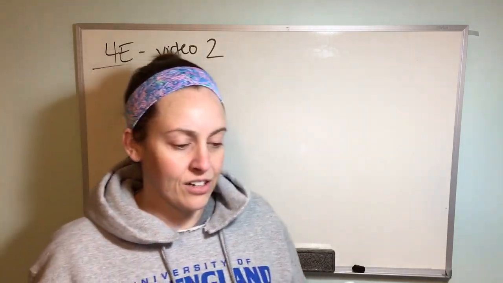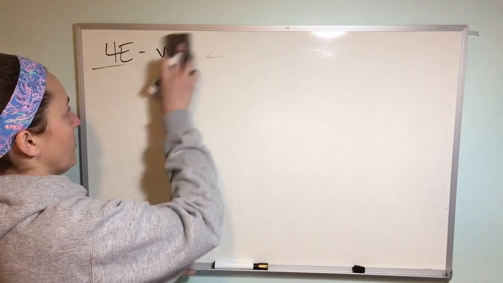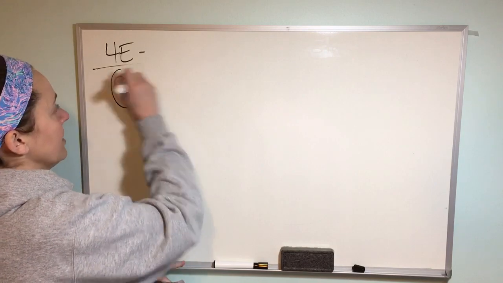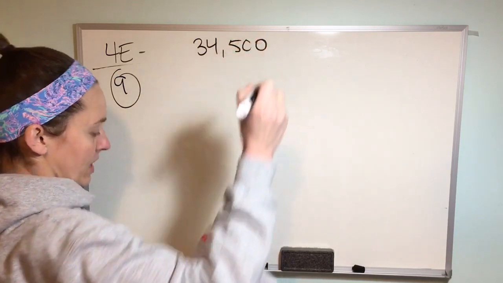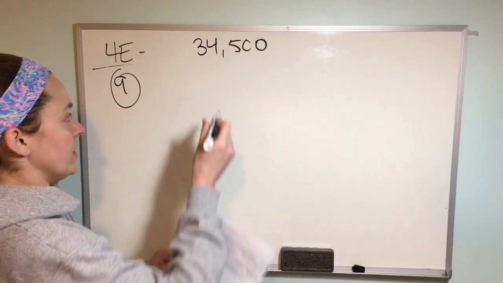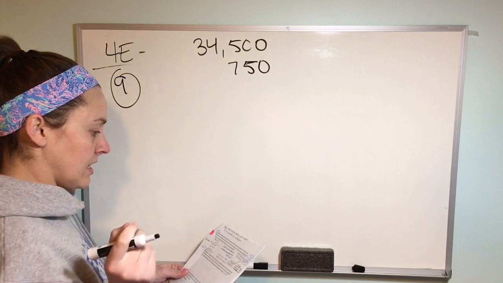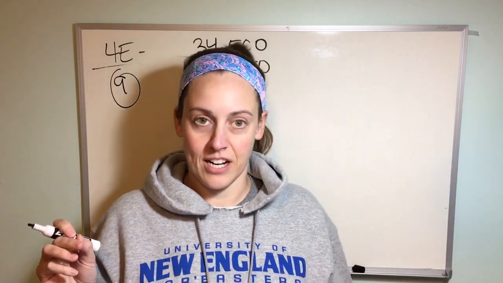So Carla is single. She earned $34,500 in wages. This is number 9. She also earned $750 in interest. Okay, so they want us to calculate her FICA taxes and her income tax.